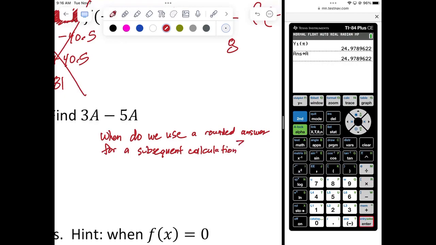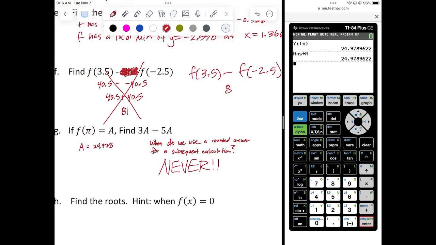Subsequent means follows. When do we use a rounded answer for a subsequent calculation? What do you think the answer to that is? Never. Never, if we can help it. So if you want to figure out what f of pi is, and it's 24.978, you better store 24.978 so that you're using the calculator's full stored decimal version, the live answer, and not your rounded number, okay? That's a very important thing.